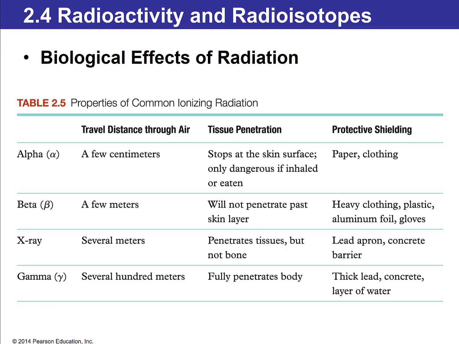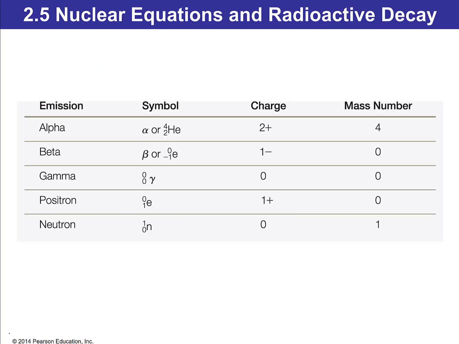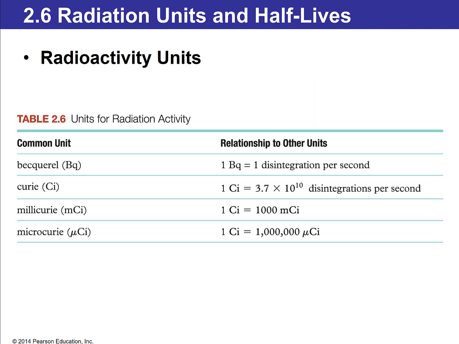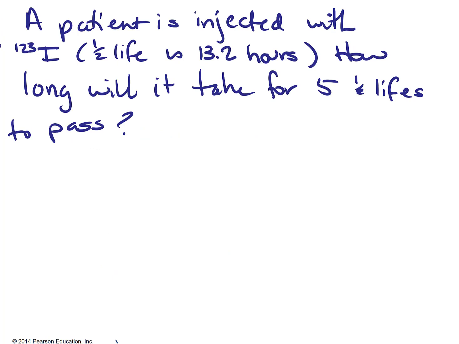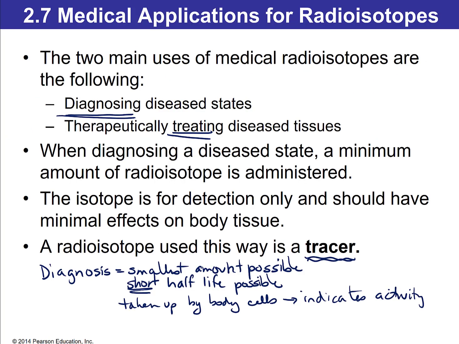Now these are used in medicine. We use alpha, we use beta, we use gamma. So it really depends on the usage. I want to skip these ones for now, so we won't do the math in these. You don't have to worry about the half-life things, the use of them. You can use radioactive isotopes in two ways. You can use them in diagnosis, and you can use them in treatment.